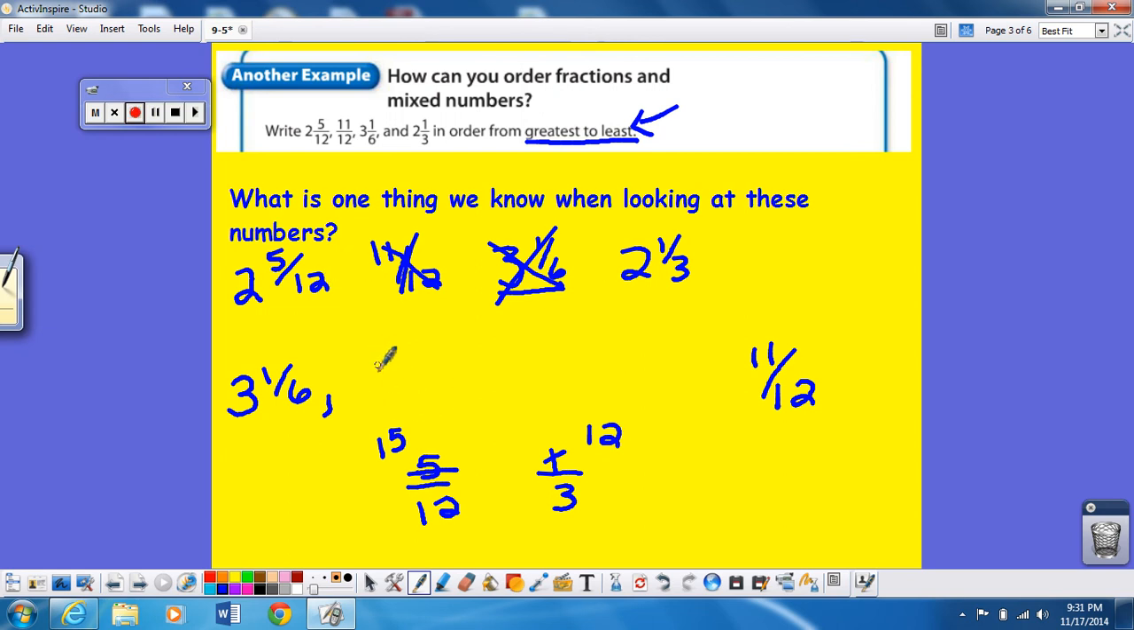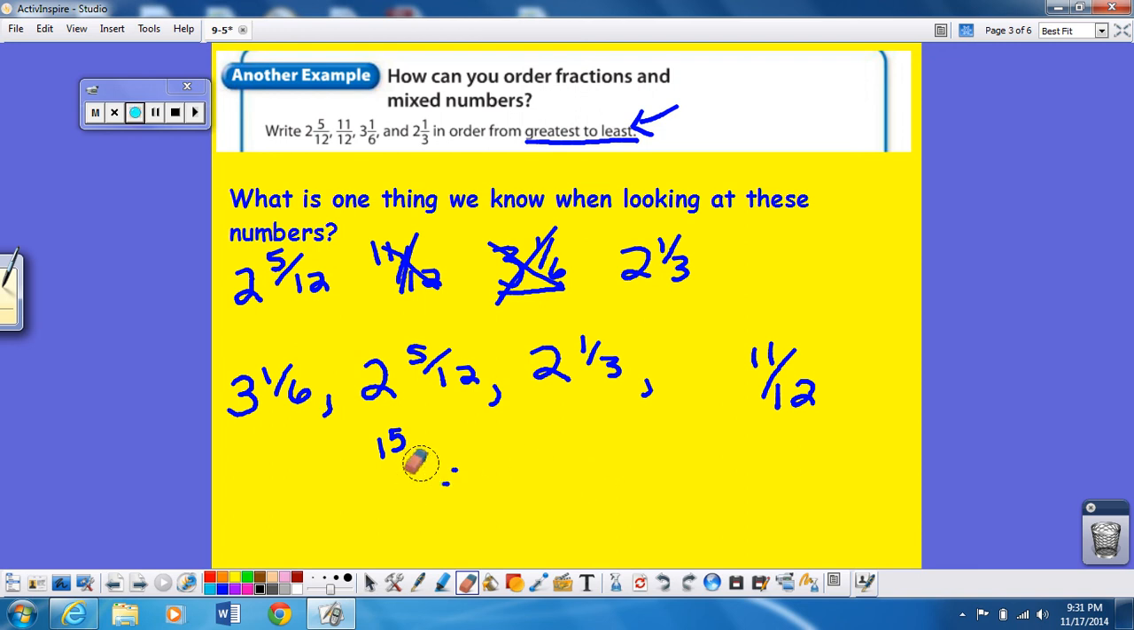So now I can come up here and say 2 and 5/12 is the next largest, and then 2 and 1/3 would be the next largest. And we still have 11/12. I'm going to get rid of this so it doesn't confuse us. 11/12 is our smallest number because it's not even a whole. So from greatest to least, we have 3 and 1/6, 2 and 5/12, 2 and 1/3, and 11/12.